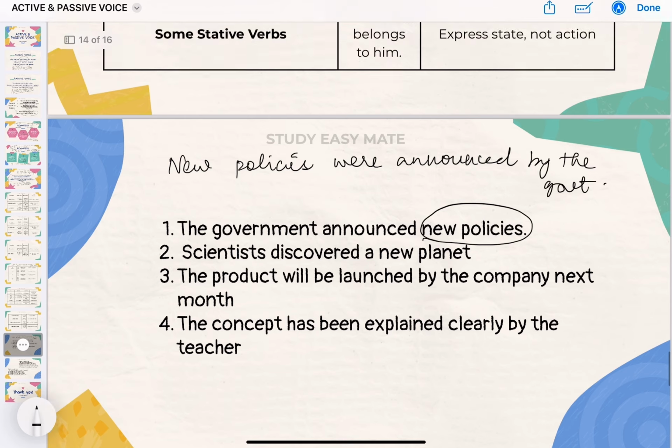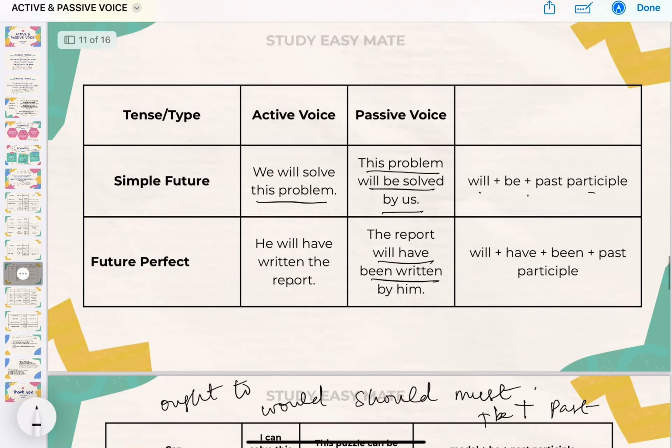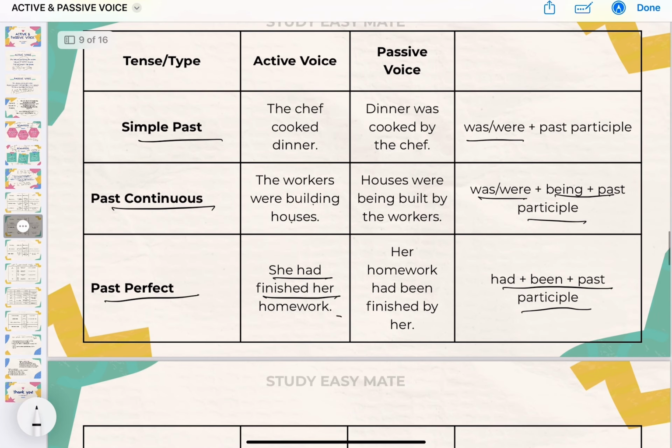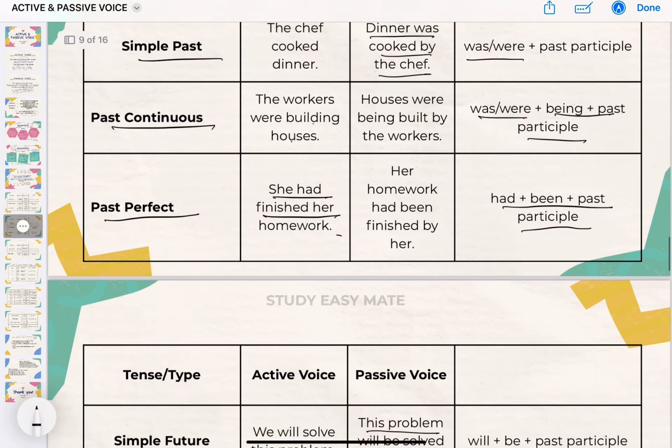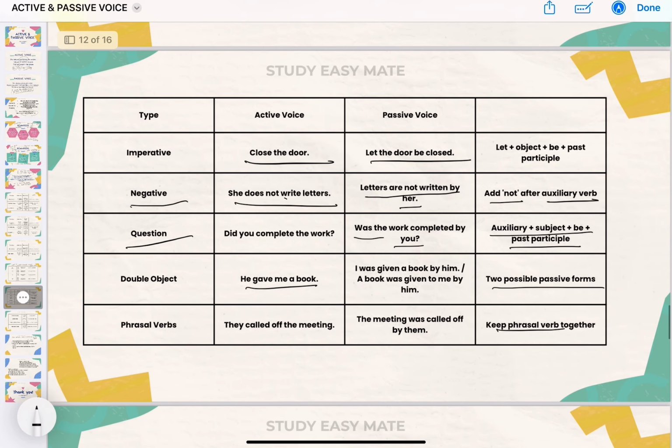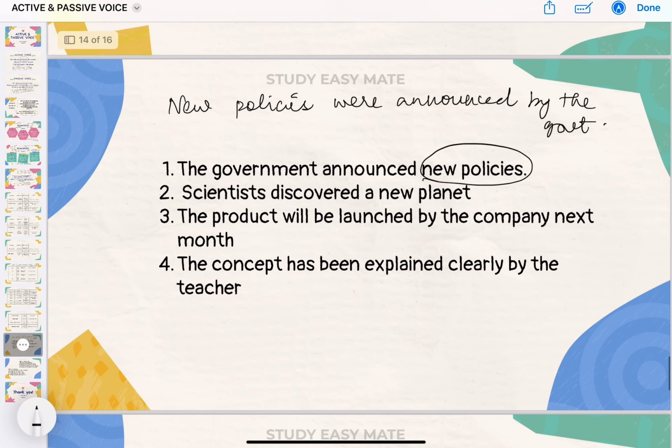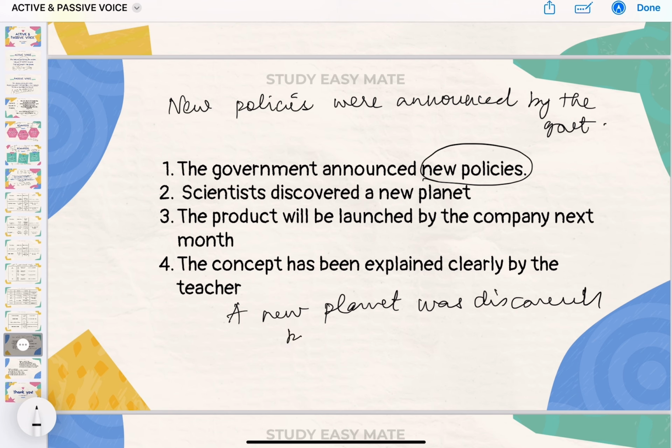In case you're stuck, just go back. The chef cooked dinner. Dinner was cooked by the chef. So here, was or were plus past participle is used, and you'll have to follow the same. Next: scientists discovered a new planet. Here you'll have to bring the last part first. A new planet was discovered by scientists.